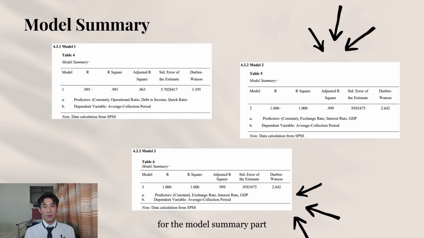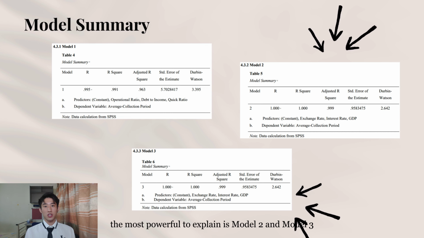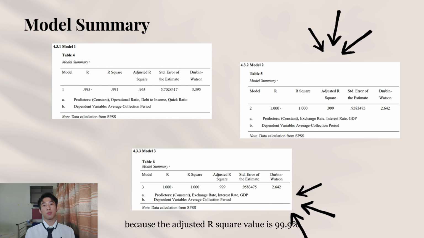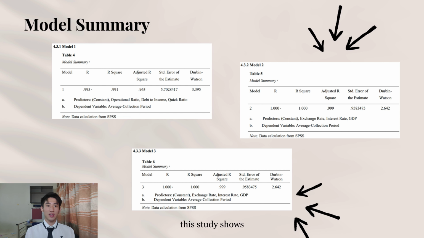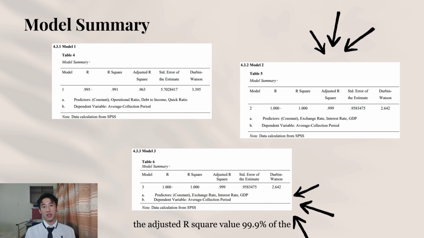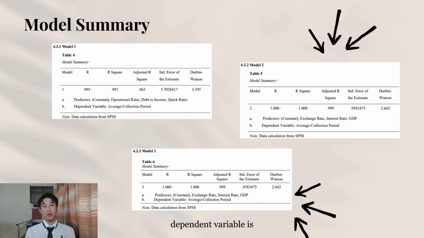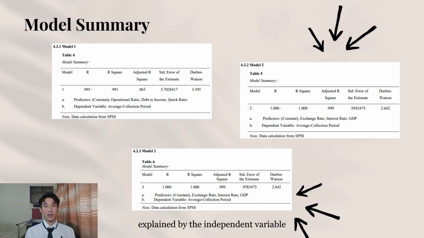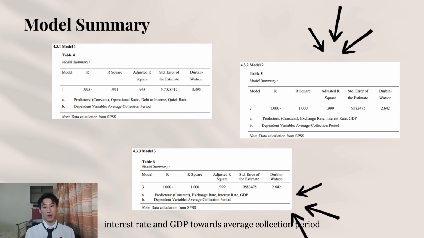For the model summary part, the most powerful to explain are model 2 and model 3 because the adjusted R-square value is 99.9%. This study shows that 99.9% of the dependent variable is explained by the independent variables, namely exchange rate, interest rate, and GDP towards average collection period.